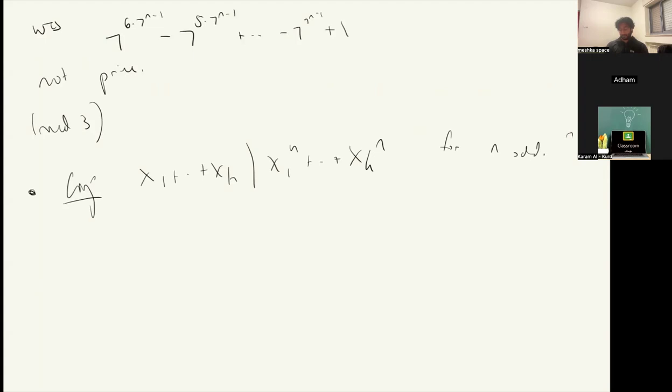Let's see. Well, let's do it for 3 terms. So x plus y plus z, does it divide x to the n plus y to the n plus z to the n?